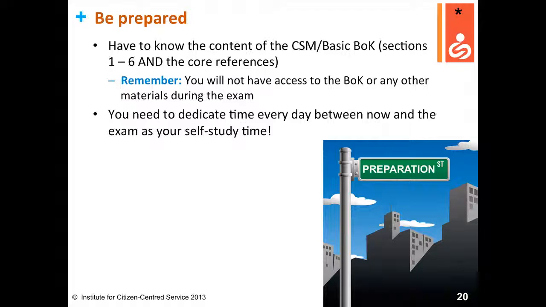And I've just been asked a question about providing a dictionary during the exam. That's a really great question, and I will take that question forward to ICCS. It's not a question I've heard before. And ICCS is the organization that sets all the rules around the exam.